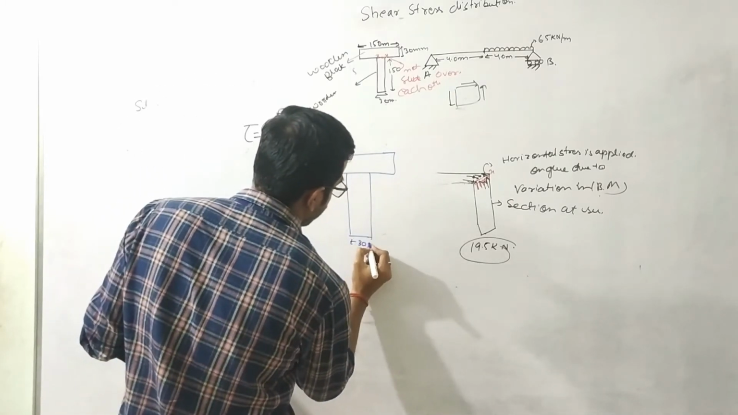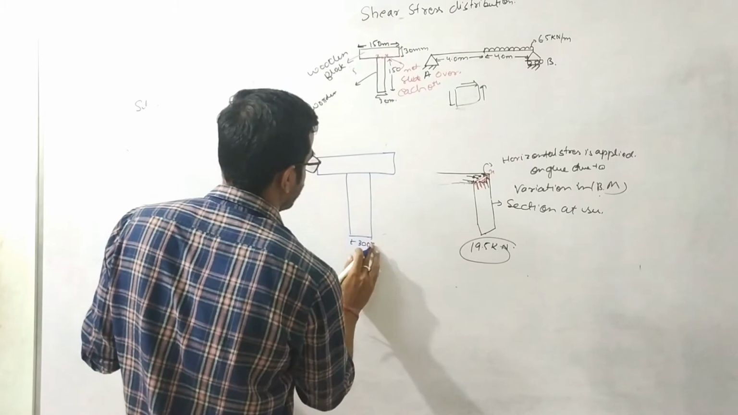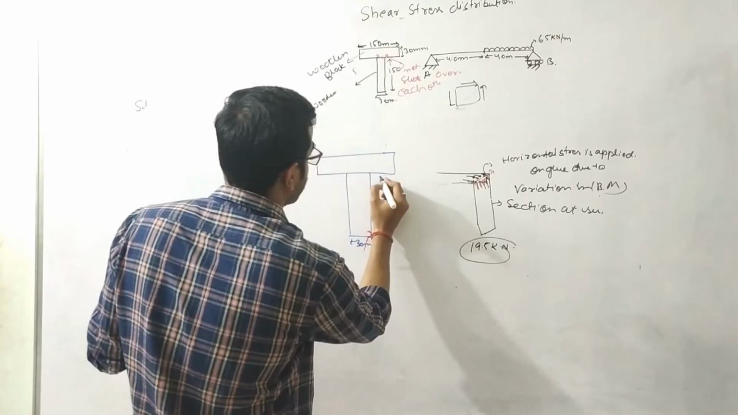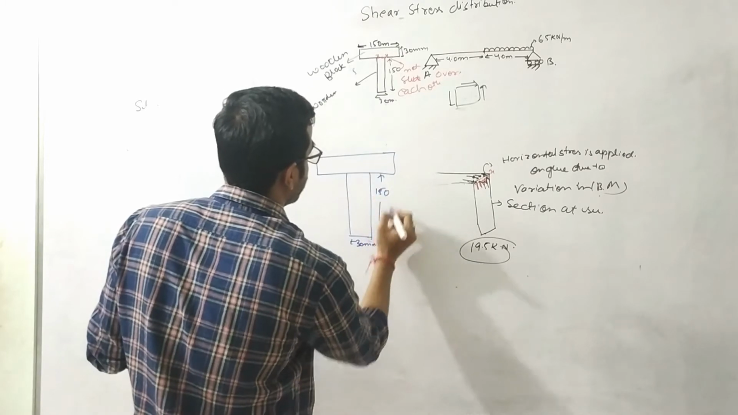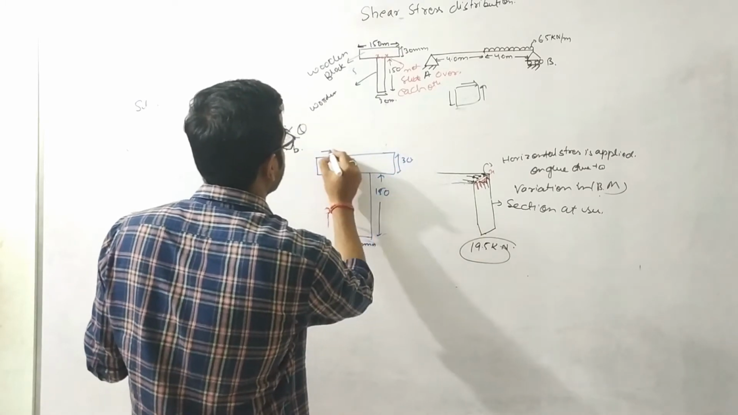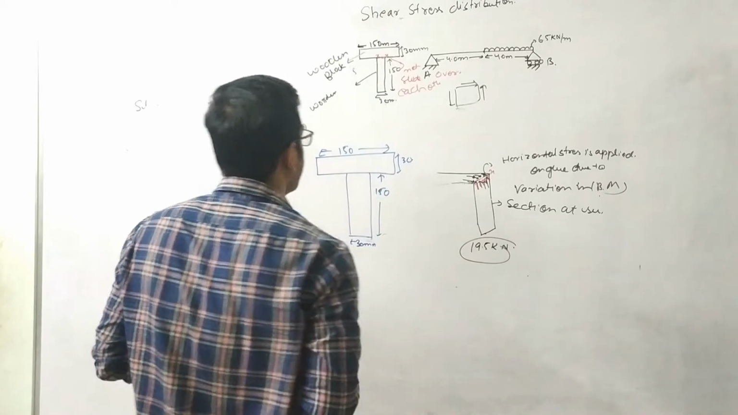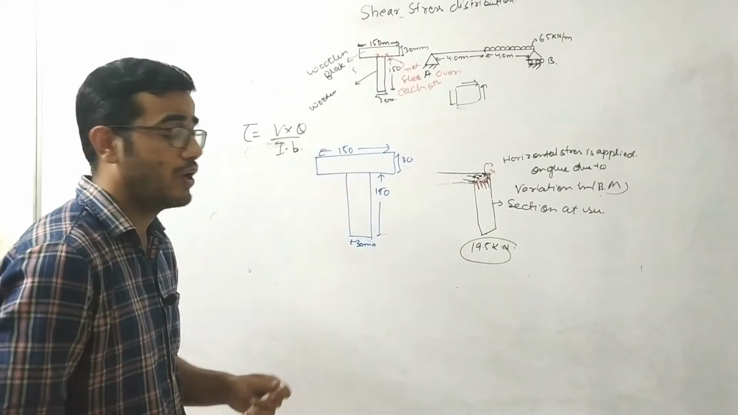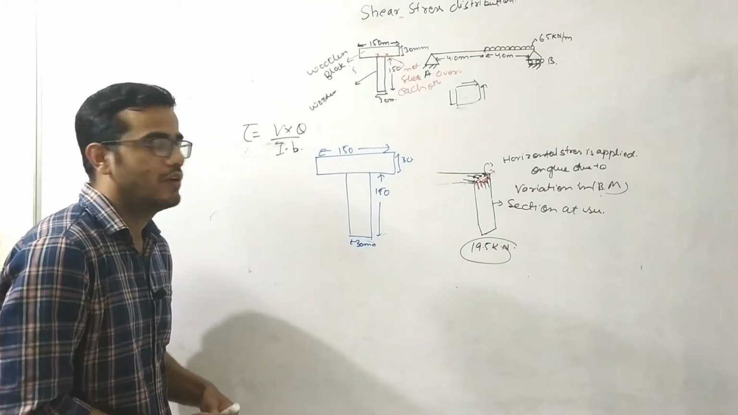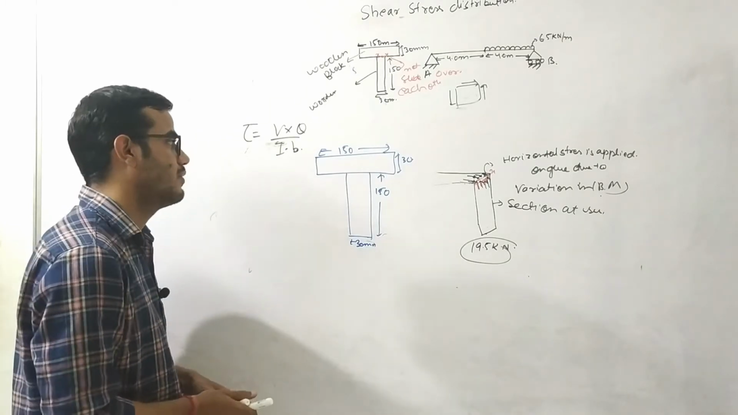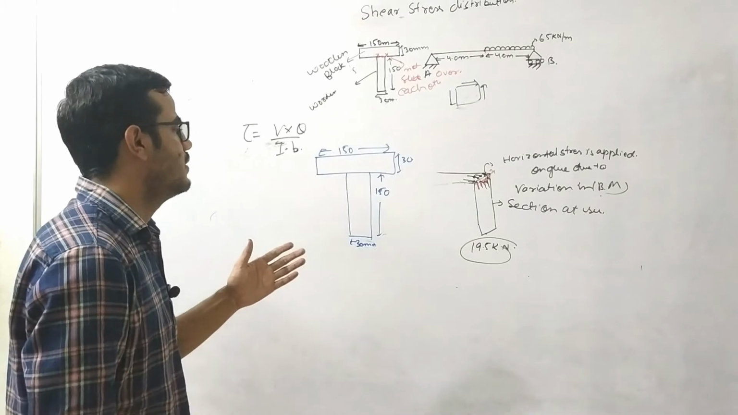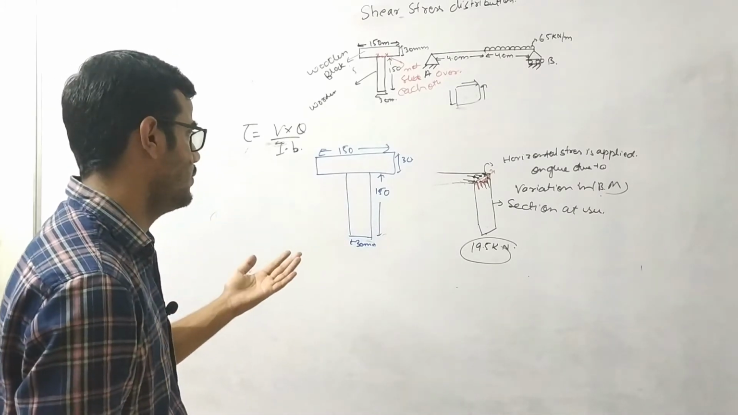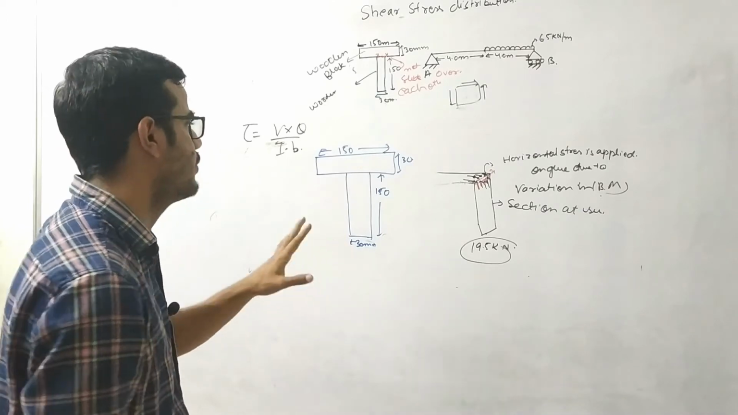I need to calculate. This is not 300 mm. This is 30 mm. This is 150. This is 30 again. And this is 150. First, I need to calculate the neutral axis of the beam. The neutral axis of the beam will be the same as the centroidal axis. Why? Because all the analysis we are considering is in the linear elastic state.